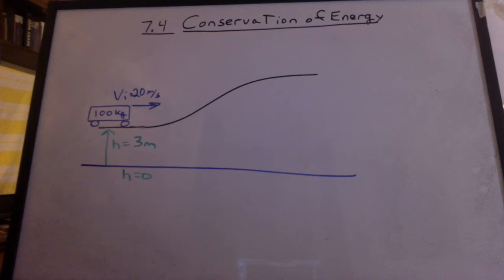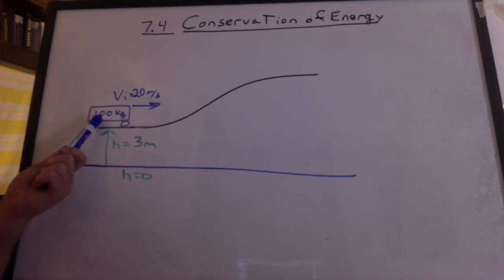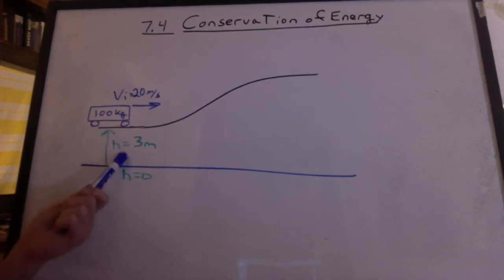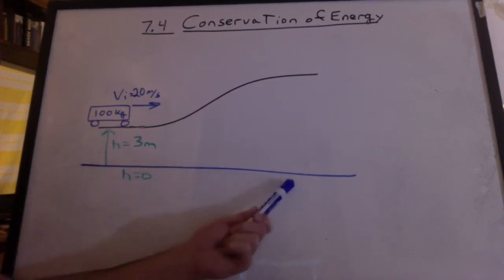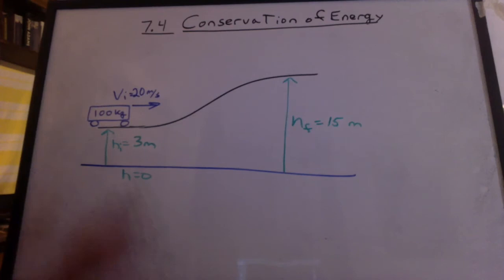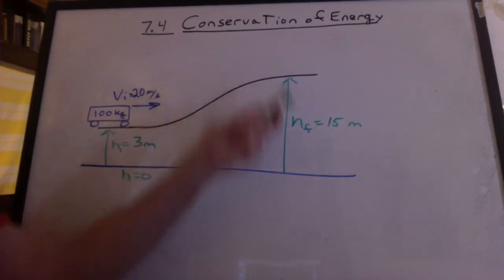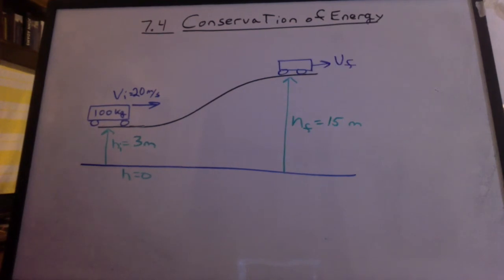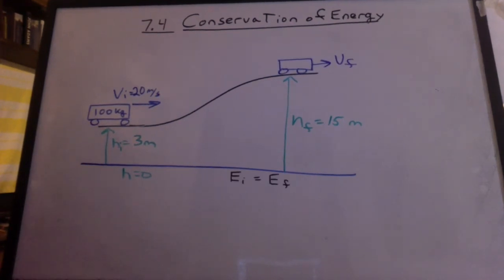Let's take a look at this roller coaster. The cart is 100 kilograms, traveling at 20 meters per second, starting with an initial height of 3 meters. The ground is going to be height 0. It's going to roll and coast up this hill 15 meters above the ground. What's the final velocity? Well, assuming this track is frictionless, we can say the energy initial equals the energy final.